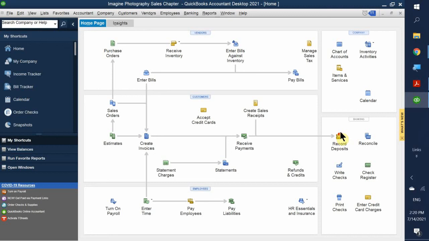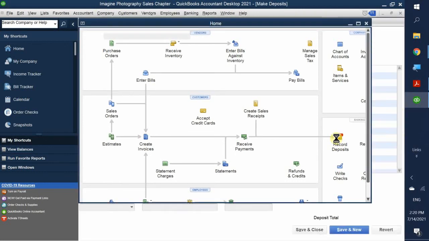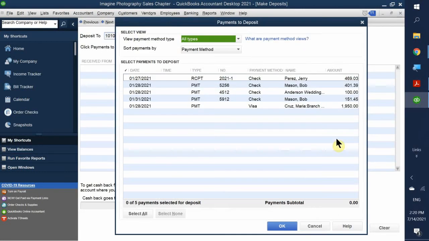Okay, so there's lots of rules and regulations that you have to understand when you're making your bank deposits. Now, here's another factor. If I go ahead and click on my record deposits, here it tells me the list of the money that you received from every single customer. In this case, we did receive 4 checks, right? I made that one from Anderson Wedding, right? I made that $100 extra payment there, so this will not match your book. But we also received 1 credit card payment.